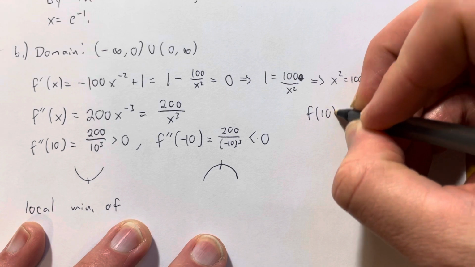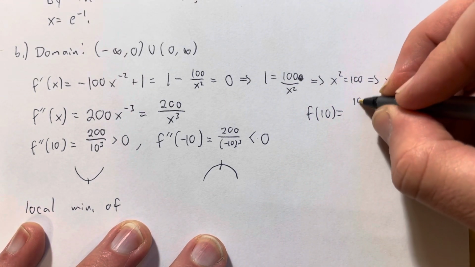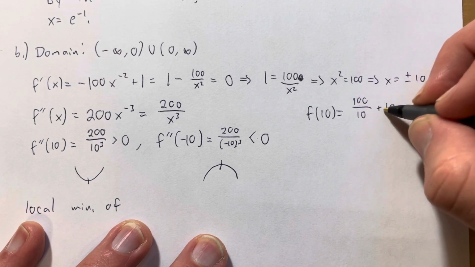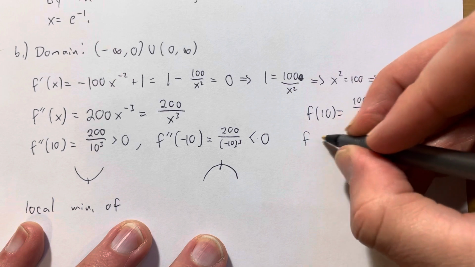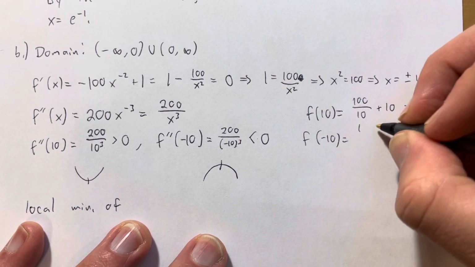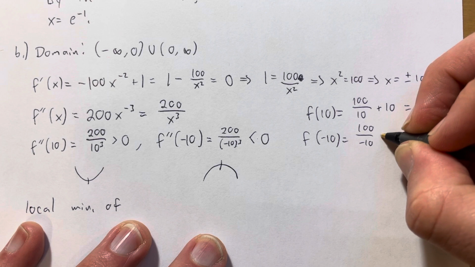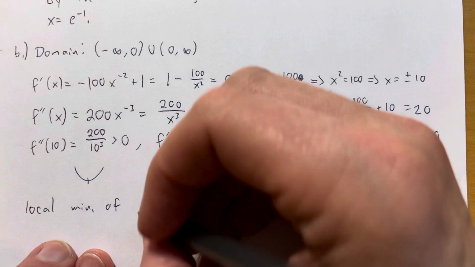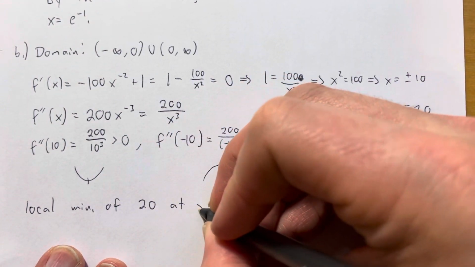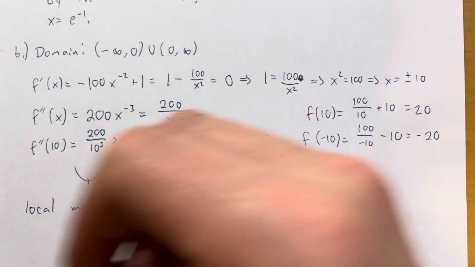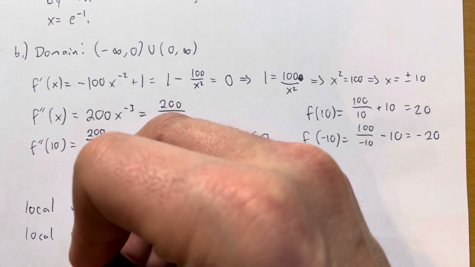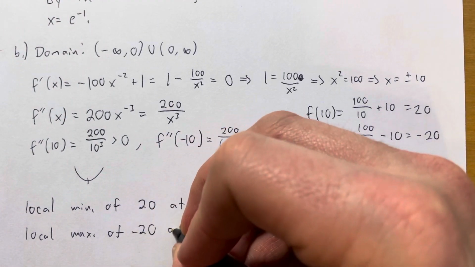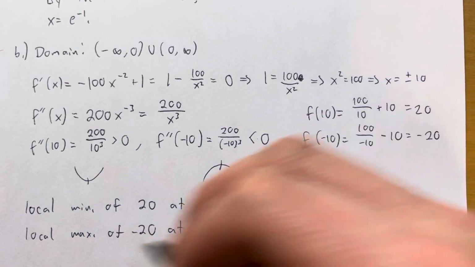What is f of 10? Well, remember, f was defined to be 100 over x, so 100 over 10, plus x, which is 10. That's 10 plus 10, or 20. What about f of negative 10? That would be equal to 100 over negative 10 minus 10, which is negative 20. So I have a local minimum of 20 at x equals 10, and I have a local maximum of negative 20 at x equals negative 10.